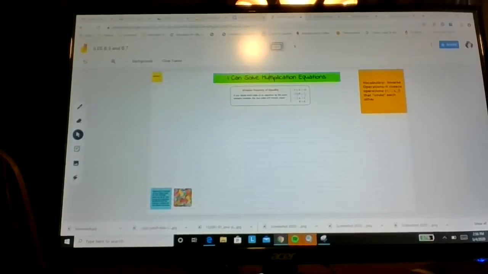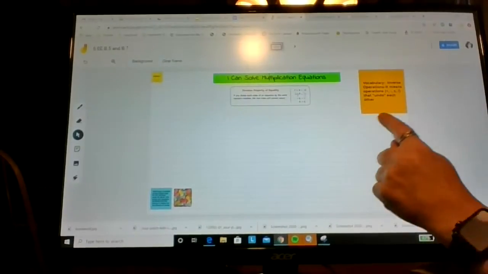Today we are going to be solving multiplication equations. We've already done addition and subtraction this past week, but this week we're going to focus on just multiplication. So I want to go over a couple of quick things before we get started.